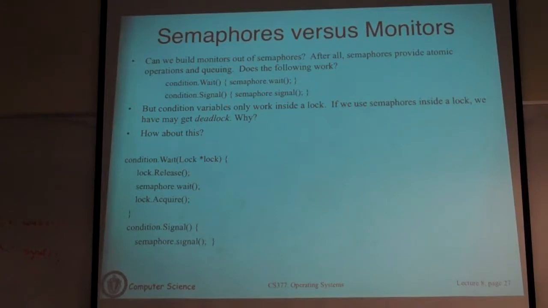What does the signal do? It does the opposite. You always increment the integer variable, and if a thread is already blocked on a wait, you will wake up one of those threads. That's the definition of the wait and signal of a semaphore. Now let's revisit condition variables. What does the wait and the signal in the condition variable do?